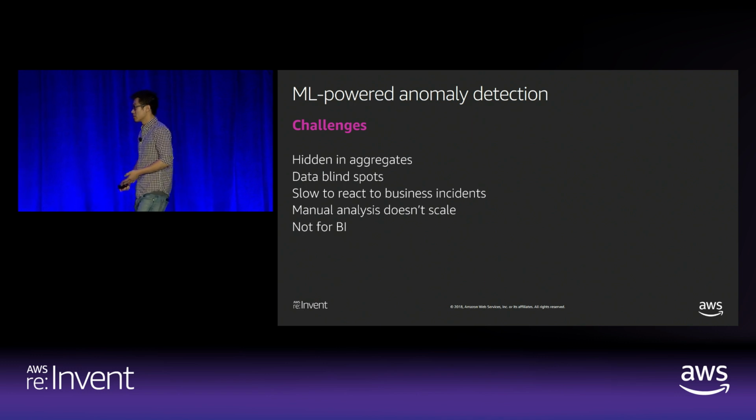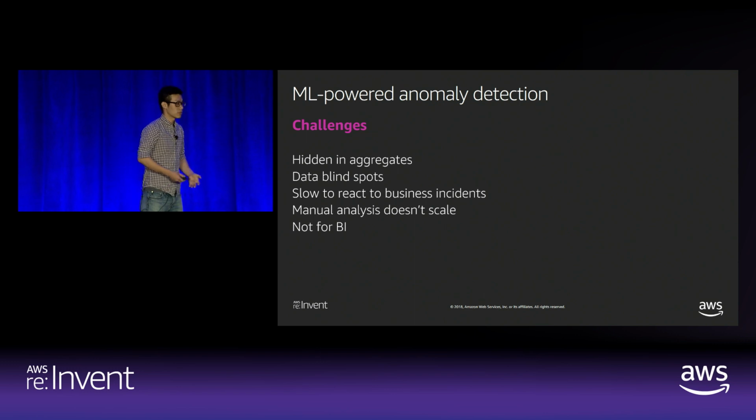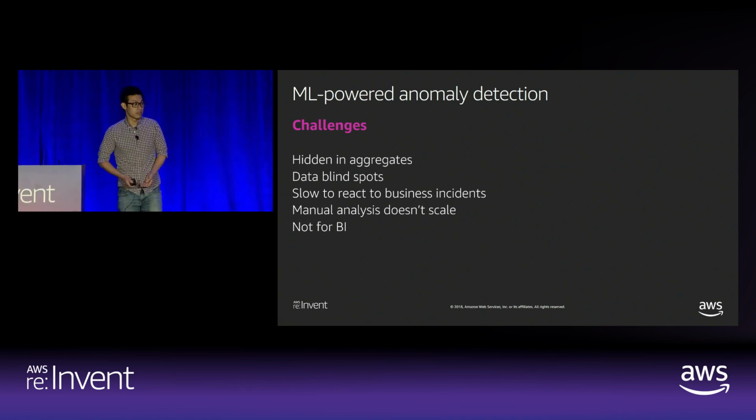And what happens then is that businesses are just slow to react to business incidents that happen. You might find out things once you do a weekly business review or monthly business review. That's where you tend to detect things are going wrong in your business, and that is just too late. So manual analysis of all that data doesn't scale. There are various anomaly detection tools out there today, but those tools are often targeted at very technical people, like, for example, DevOps, developers, and are not really suitable for BI or business users that QuickSight is designed for.